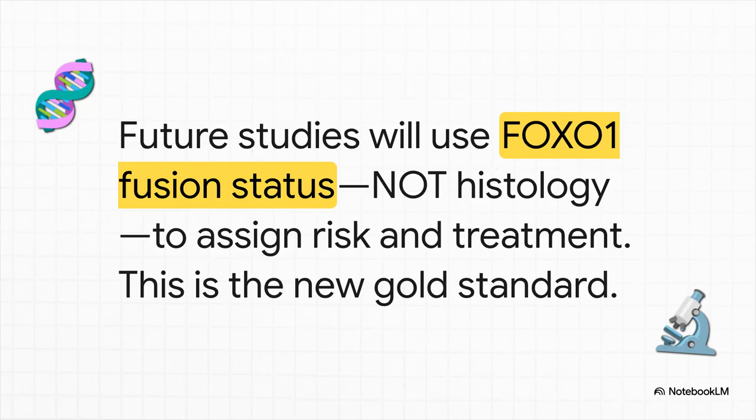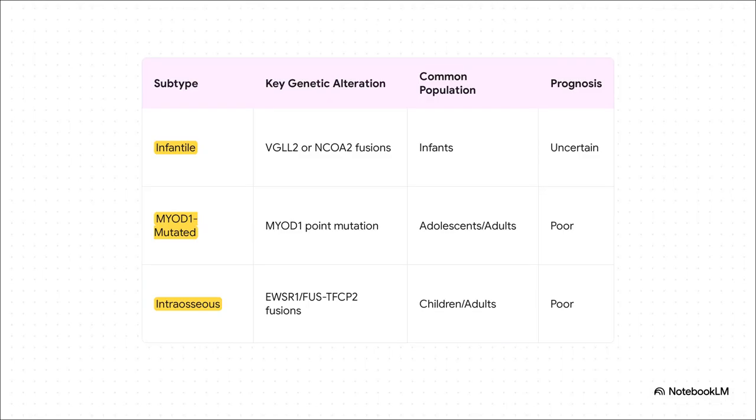It's that important. Now, what about the less common spindle cell/sclerosing type? Well, it's not really one disease, but at least three distinct ones, and each is defined by its own unique genetic change. First, you've got the infantile type with VGLL2 fusions. Then there's the very aggressive MYOD1-mutated type you see in older kids. And finally, the rare intraosseous type with TFCP2 fusions. Knowing these different entities is just key.